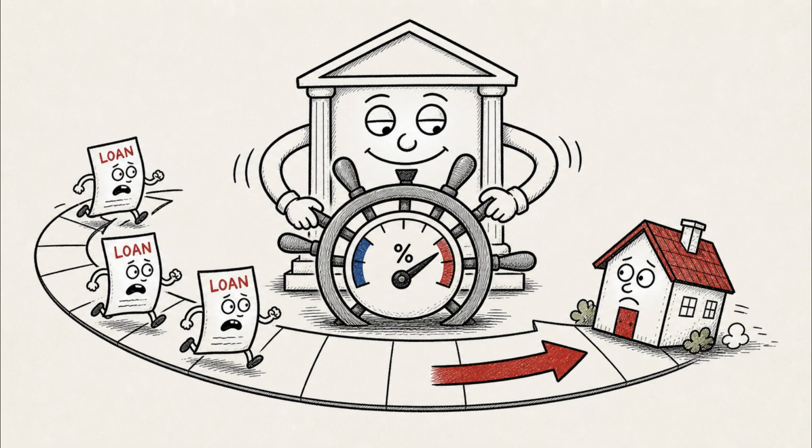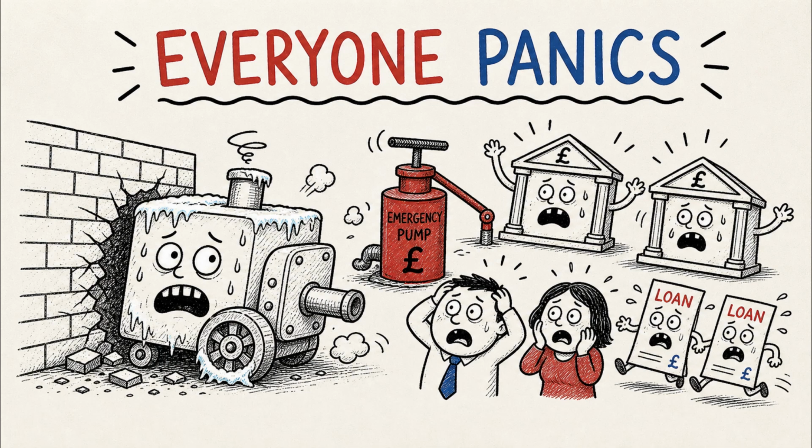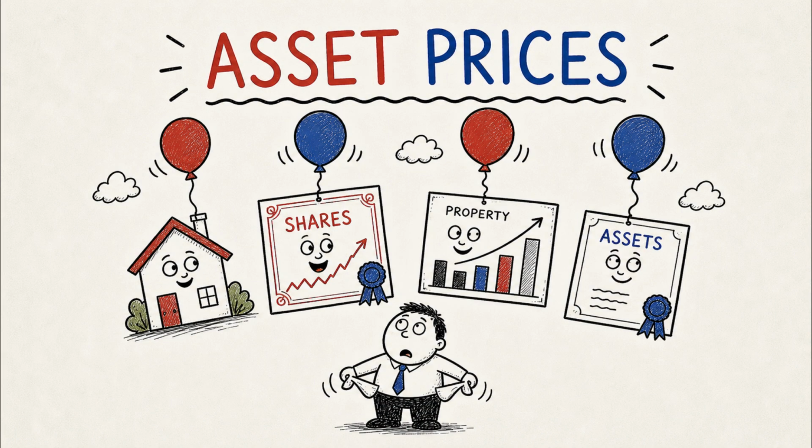Quantitative easing is meant to push down longer-term interest rates, support financial markets, encourage lending, and stop the economy seizing up. In a crisis, that can be useful. If everyone panics at once, markets can freeze, banks get nervous, investors stop buying, businesses cannot raise money, households cut back, asset prices fall, confidence disappears.